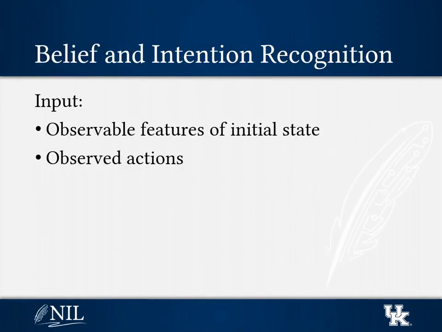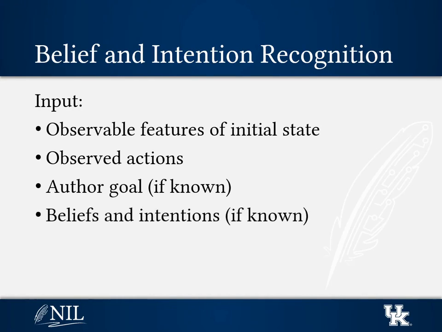Our algorithm attempts to account for these challenges. It takes as input the observable features or physical configuration of the initial state, the actions that we know agents have taken. It can also optionally include the author's goal, if that is known, and the beliefs and intentions of any agents that are known. The more information, the better. And the last element of input is sets of beliefs and intentions, which could potentially explain agent behavior.